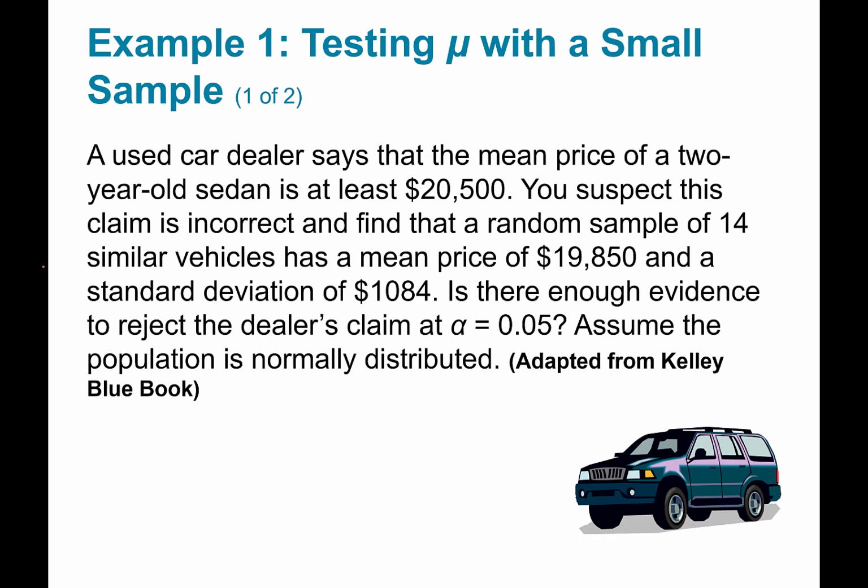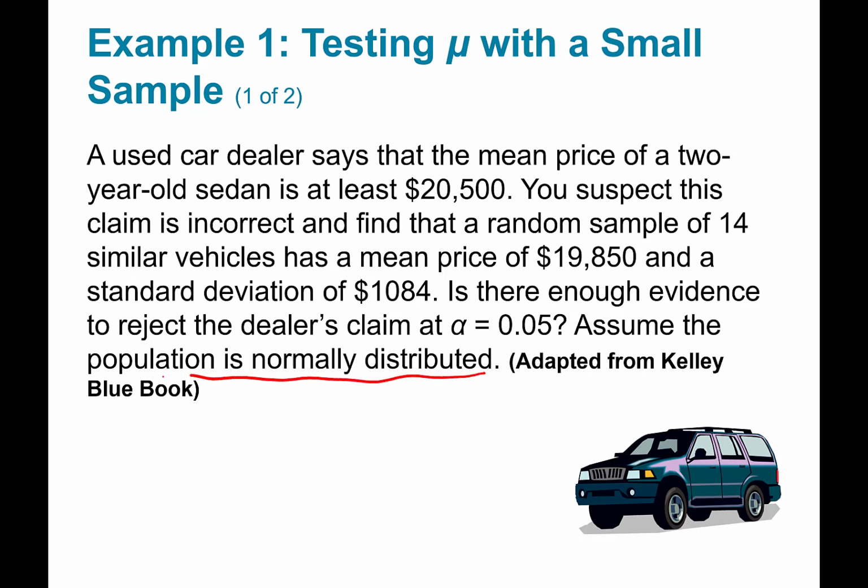So let's do an example all the way through. A used car dealer says that the mean price of a 2-year-old sedan is at least $20,500. You suspect this claim is incorrect and find a random sample of 14 similar vehicles, which has a mean price of $19,850 and a standard deviation of $1,084. We want to know, is there enough evidence to reject the dealer's claim at alpha equaling 0.05, assuming that our population is normally distributed.